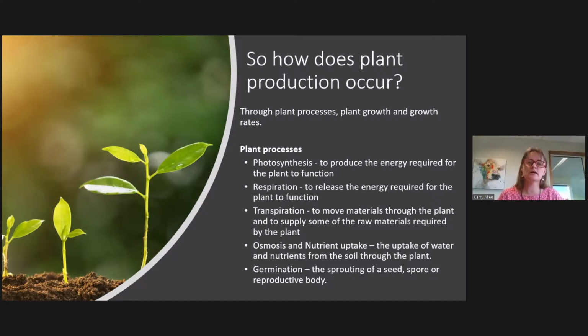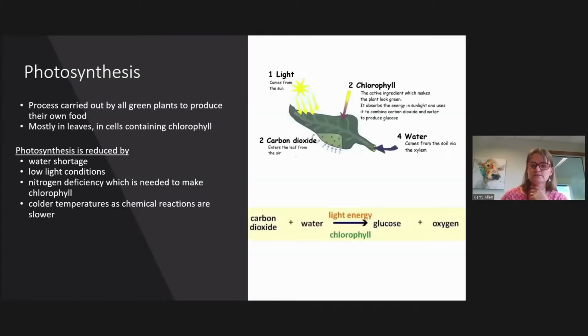Okay, so for this production to occur, we need to be looking at those plant processes. The big ones are photosynthesis, respiration, transpiration, osmosis, nutrient uptake, and germination. Okay, so you're probably very familiar with those, and I've just put very brief details there on each process. If you don't get enough water, don't get enough light, if you have a nutrient deficiency and it's too cold, photosynthesis is reduced. So you want them to be at optimum levels.